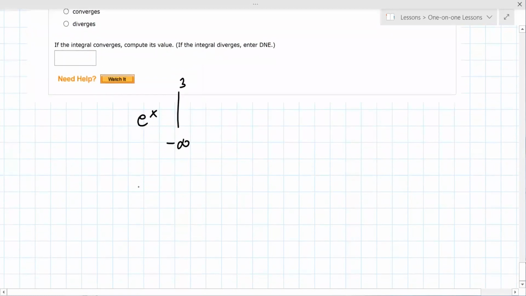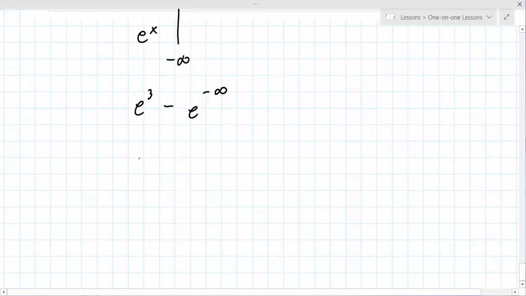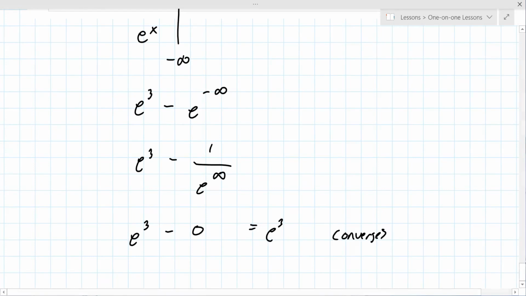So we're just going to put these numbers in. So e to the 3 minus e to the minus infinity. Well, e to the third is a number, whatever it is, minus 1 over e to the infinity. E to the infinity is a really large number. 1 over a really large number is 0. This becomes e cubed minus 0, or just e cubed. So this one converges. It converges if it goes to a number, a known value.